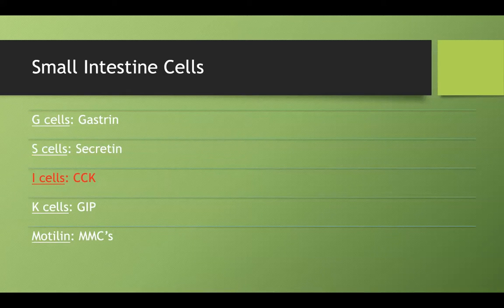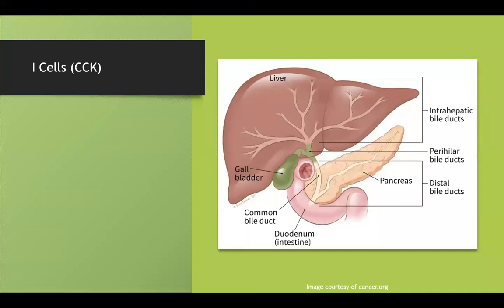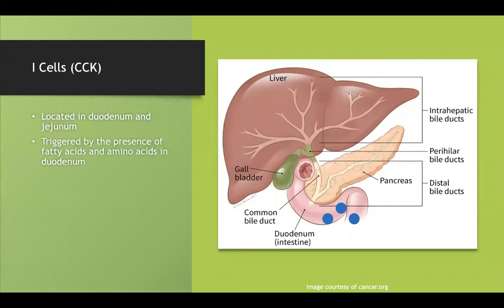Our next cells we're going to talk about are I cells, and they produce an important hormone called cholecystokinin. These are located in the duodenum and jejunum, and I cells get stimulated by the presence of fatty acids or amino acids. So let's imagine we have fat or a fatty acid in our duodenum. These will trigger I cells to release this cholecystokinin. And once cholecystokinin is released, it can stimulate gallbladder contraction. That's its main function. And that'll help facilitate the excretion of bile into the duodenum, which can break down fats.